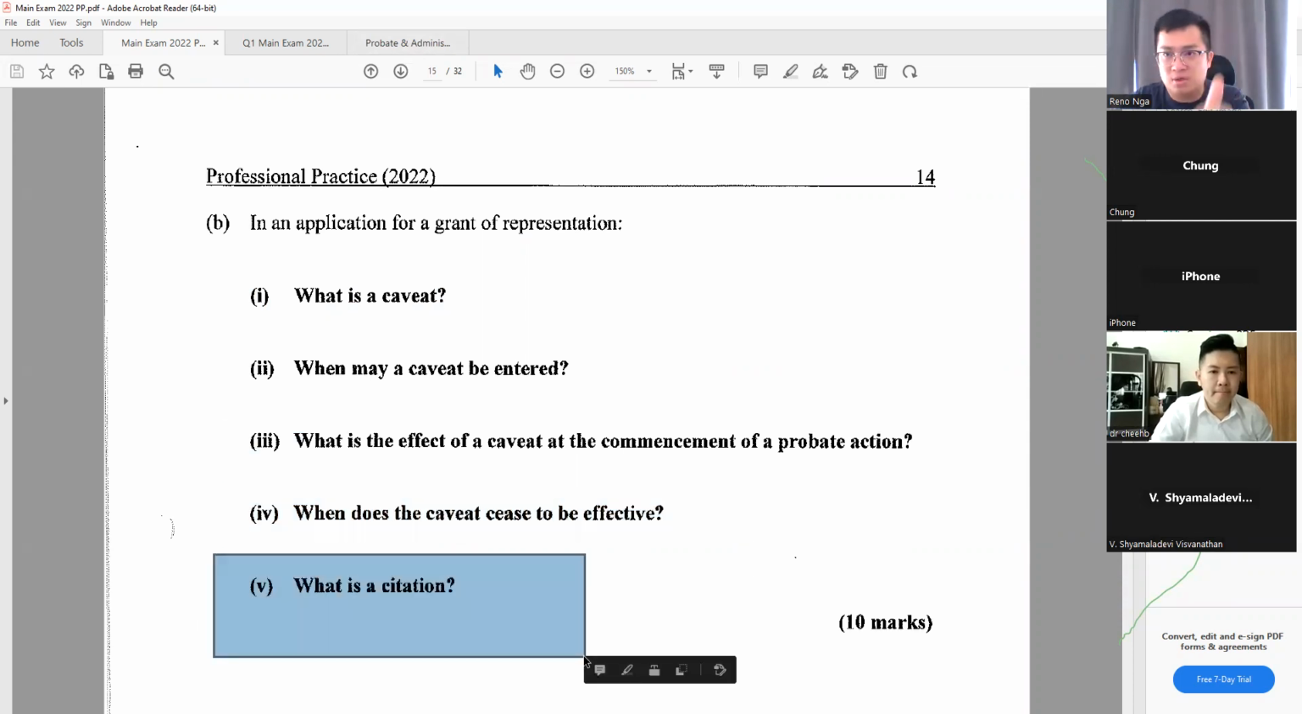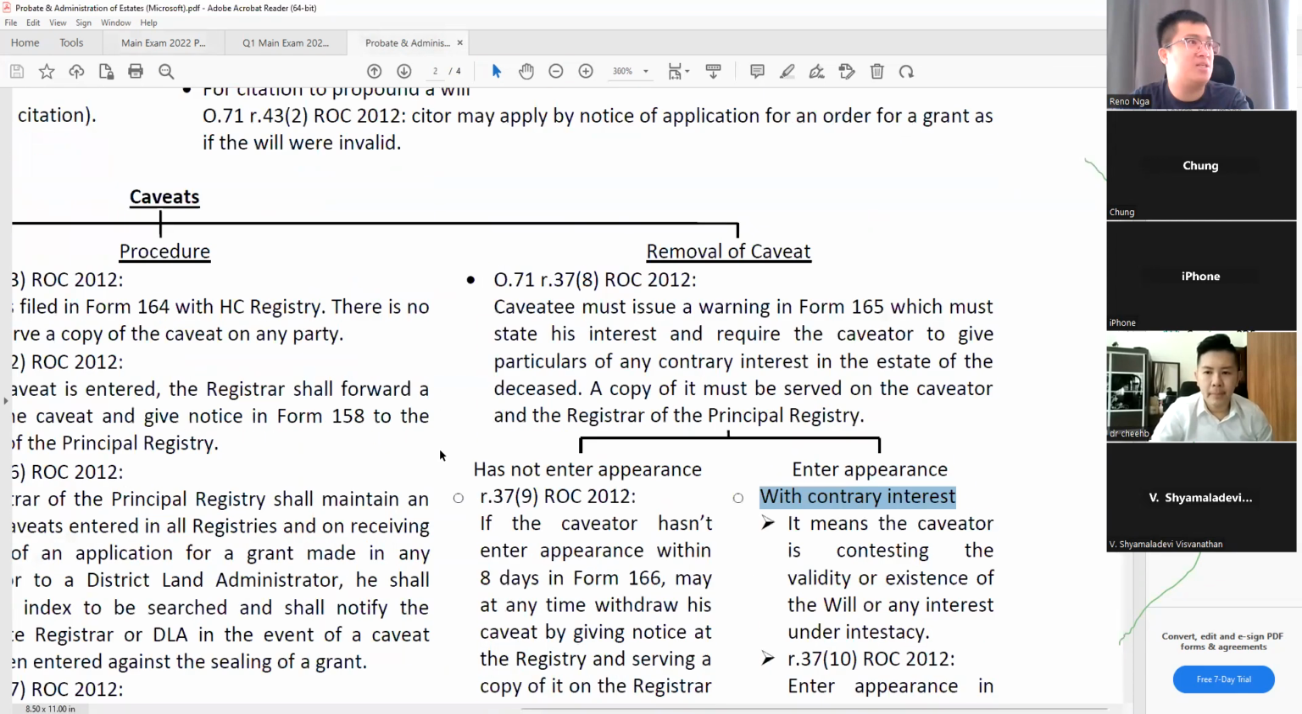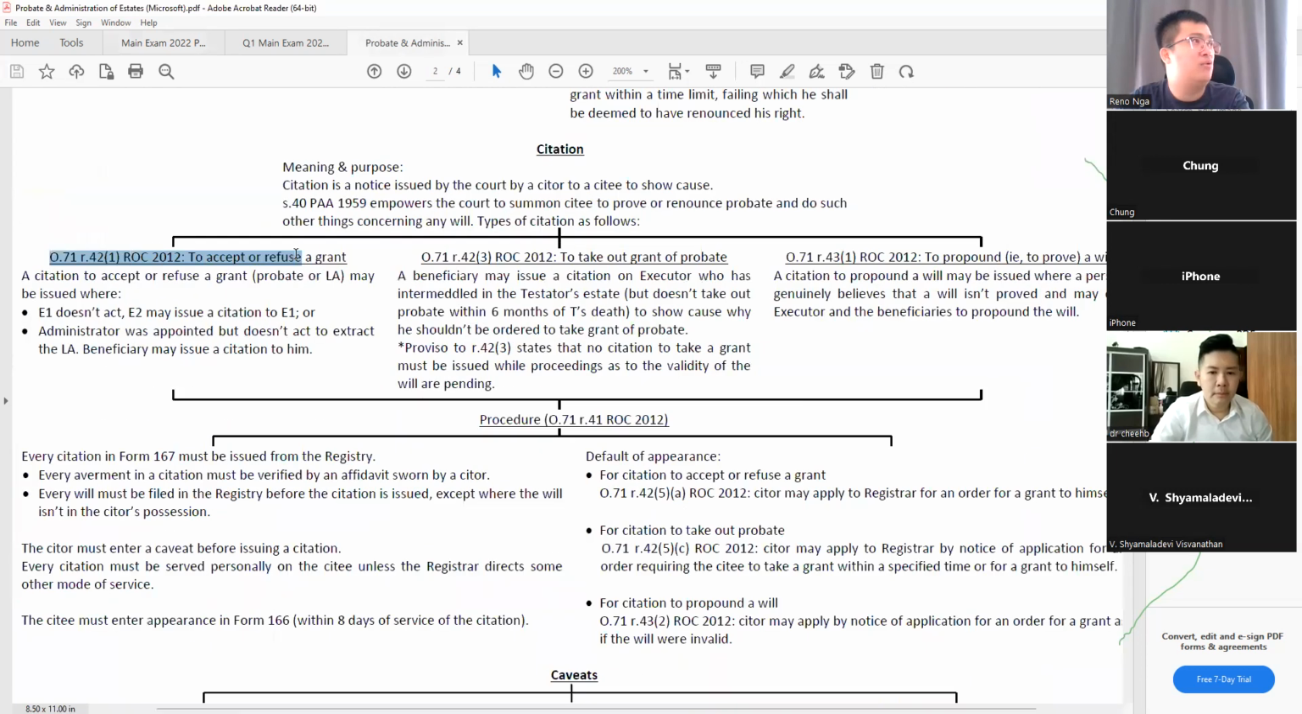And then what is citation? Okay. Citation, basically, we have three types. Number one, refuse to or accept the grant. Basically, citation, I think you can imagine like, I cite you, please come to court, we discuss. This is citation. So let's say today Dr. Chi is executor, but he doesn't say whether he wants or doesn't want, he's just acting. Then I'm not happy, I'm the beneficiary, so I use citation under Order 71 Rule 42 sub 1. I say, Dr. Chi, please come to court, tell the court whether you want or don't want. So this is citation number one.